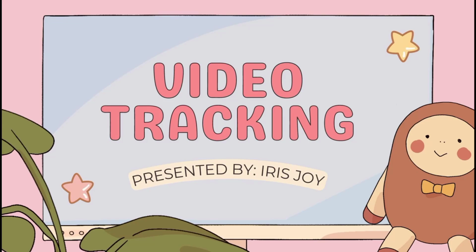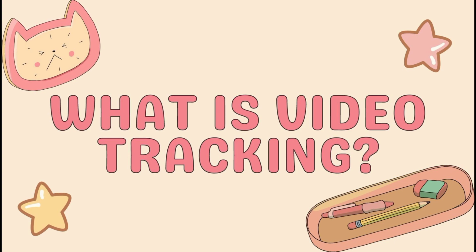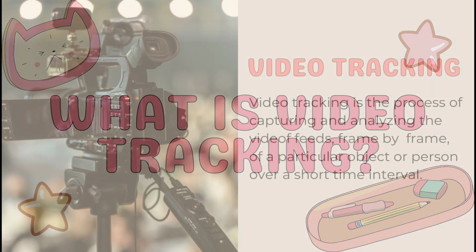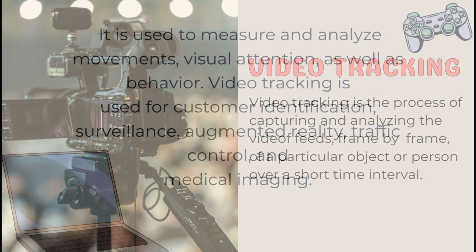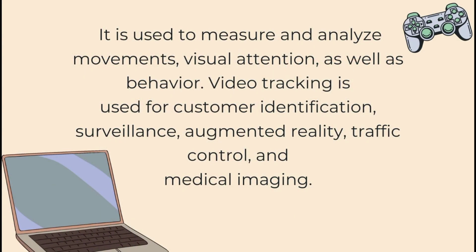For today's video, we are going to discuss video tracking. So what is video tracking? Video tracking is the process of capturing and analyzing video feeds frame by frame of a particular object or a person over a short time interval. It is used to measure and analyze movement, visual attention, as well as behaviors.